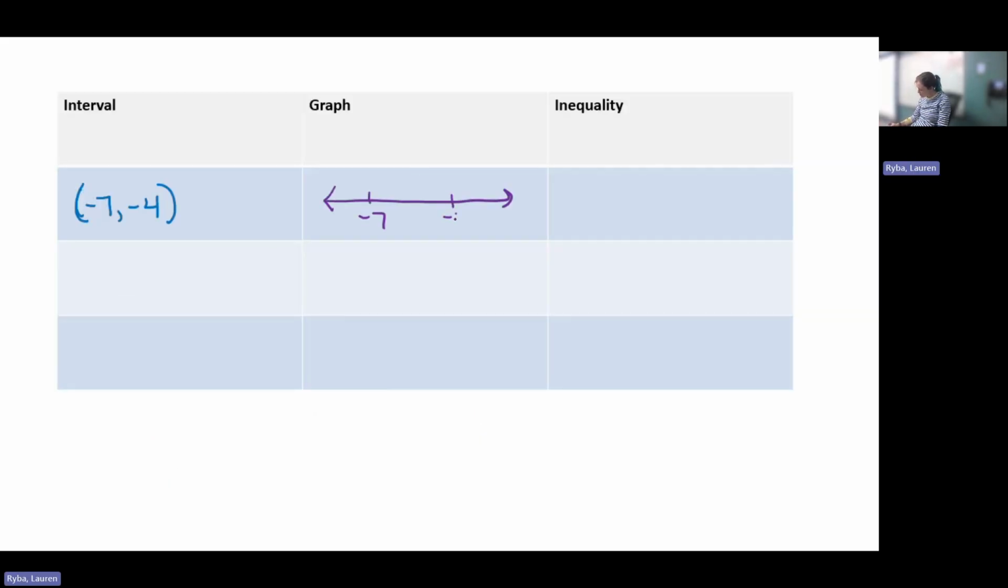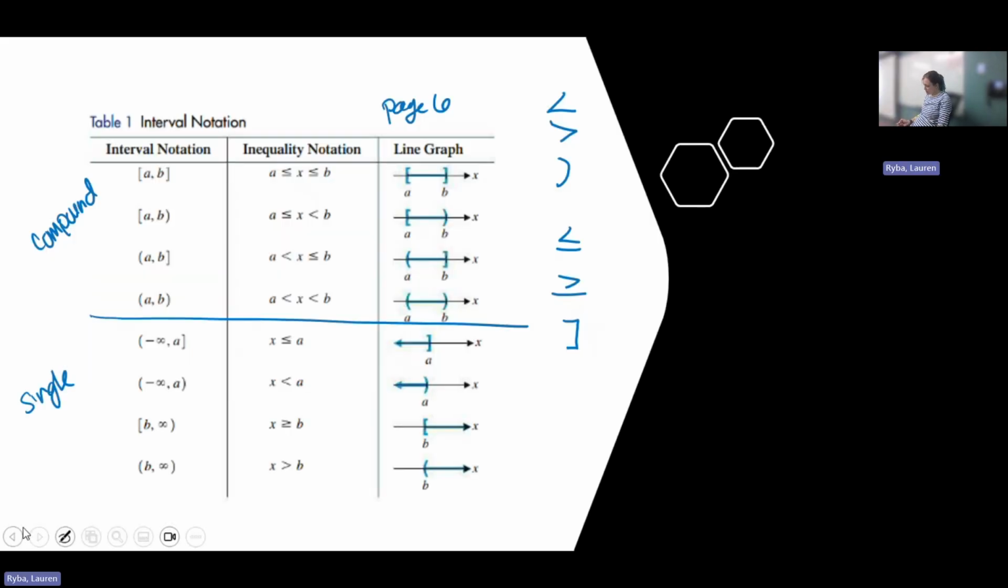So -7 to -4. If there's parentheses in the interval, there are parentheses on the graph, and I'm shading between. This is saying I want numbers between -7 and -4. If I want numbers between there, I go -7 is less than x is less than -4. I want my numbers to be between -7 and -4. Okay? I have these memorized. If you get stuck again, you can always go back here and say, oh, how did I write that again? Oh, it's this one. It's going to look like that.